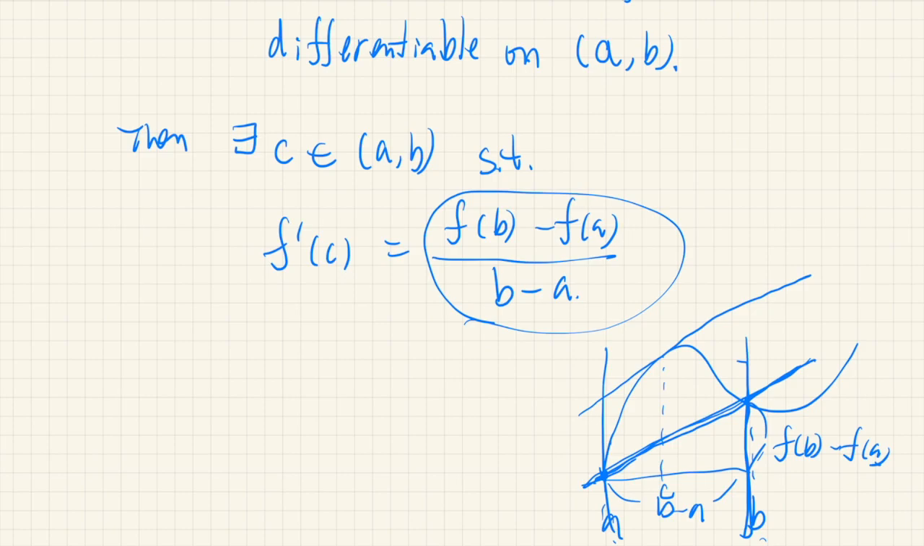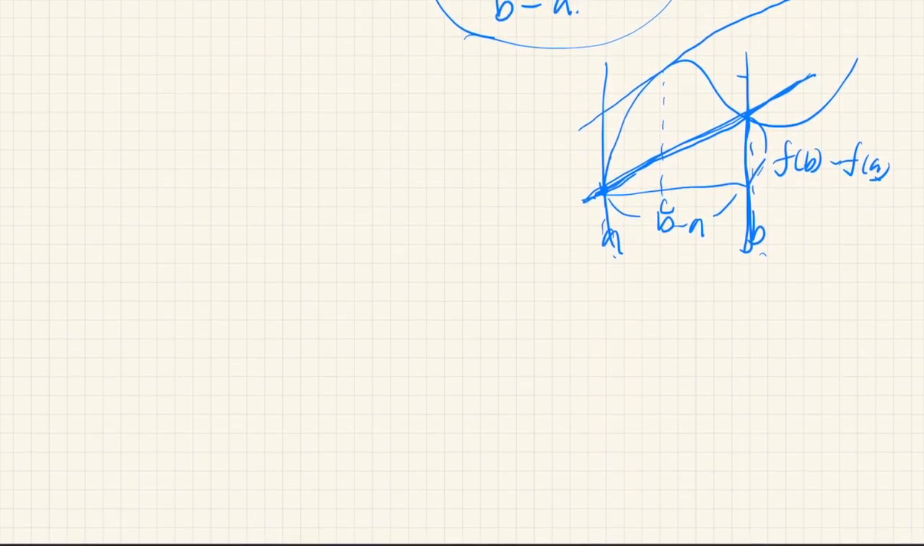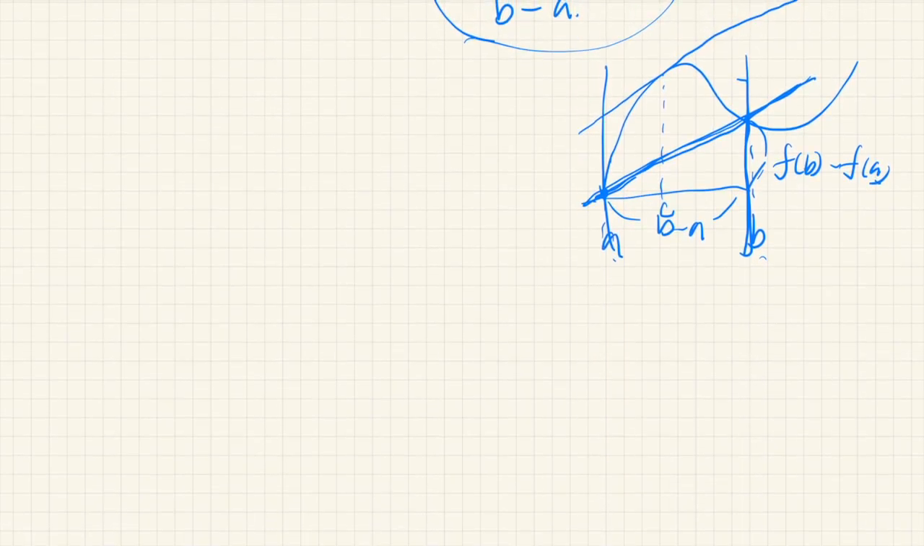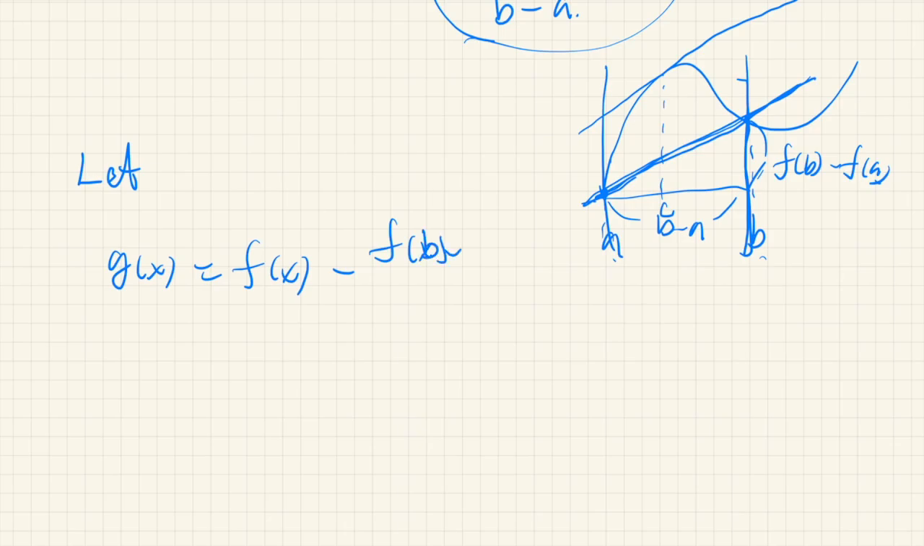So let's prove this theorem. To prove this theorem, we use Rolle's theorem. But to use Rolle's theorem, we define a new function. Let g of x be f of x minus (f of b minus f of a) over (b minus a) times (x minus a).